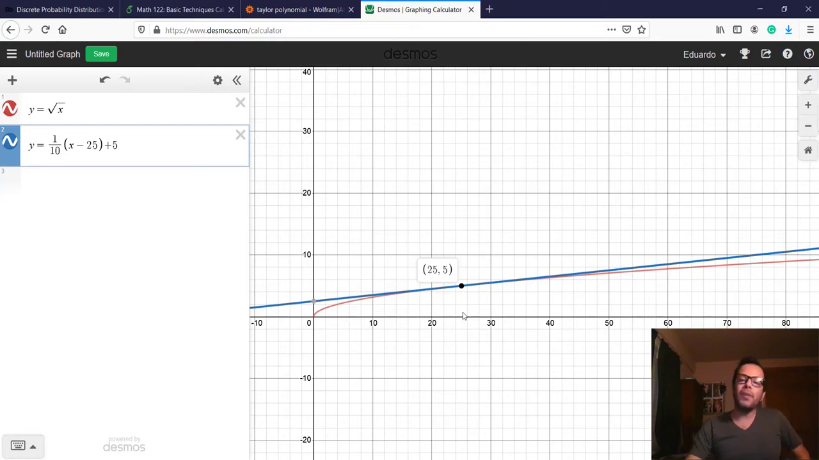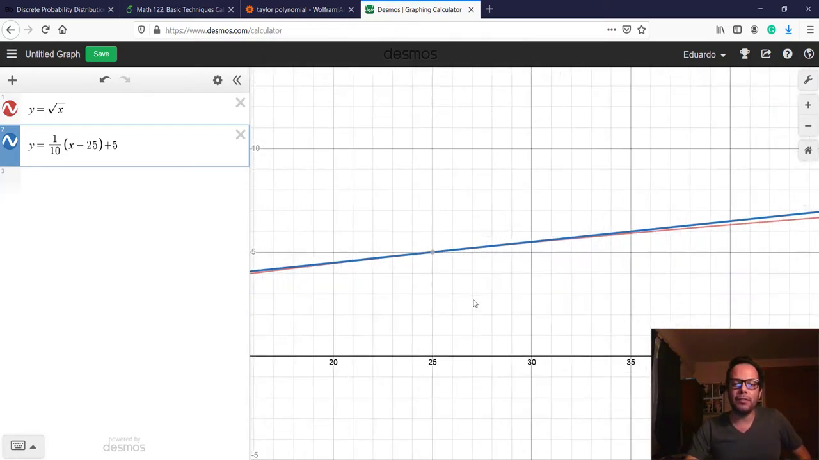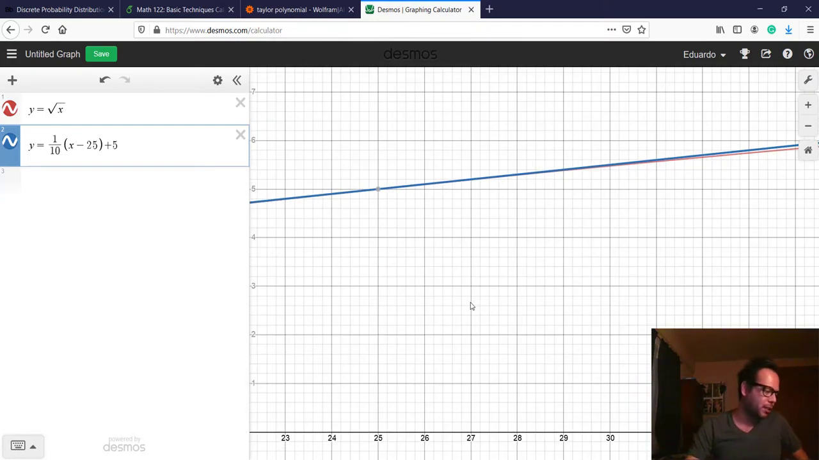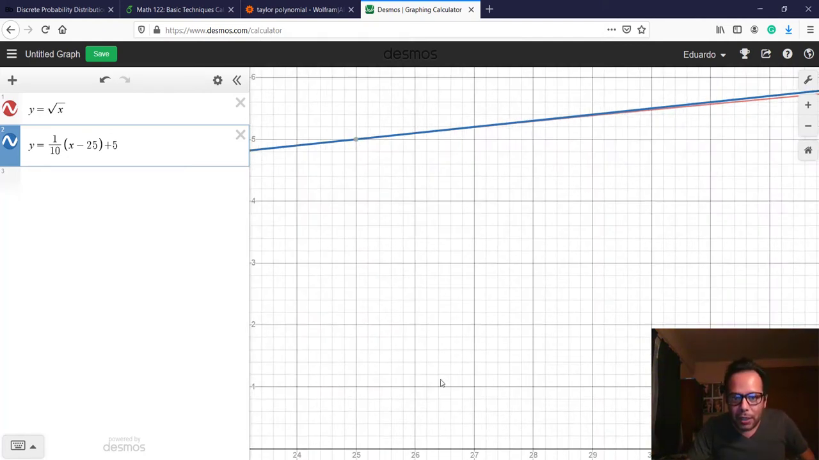Okay, the reason why in this case this is a good approximation is that we evaluate this at 26.5, which is around here. Notice in this case the approximation is good because if you look at the tangent line, it's almost exactly on top of the curve y equals square root of x, right?